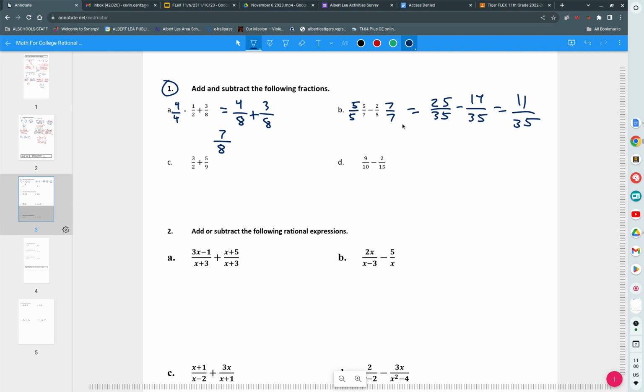Okay. We're going to skip letter C. I'd like you to do letter D on your own. Do letter D on your own. So you can subtract those two fractions on your own.